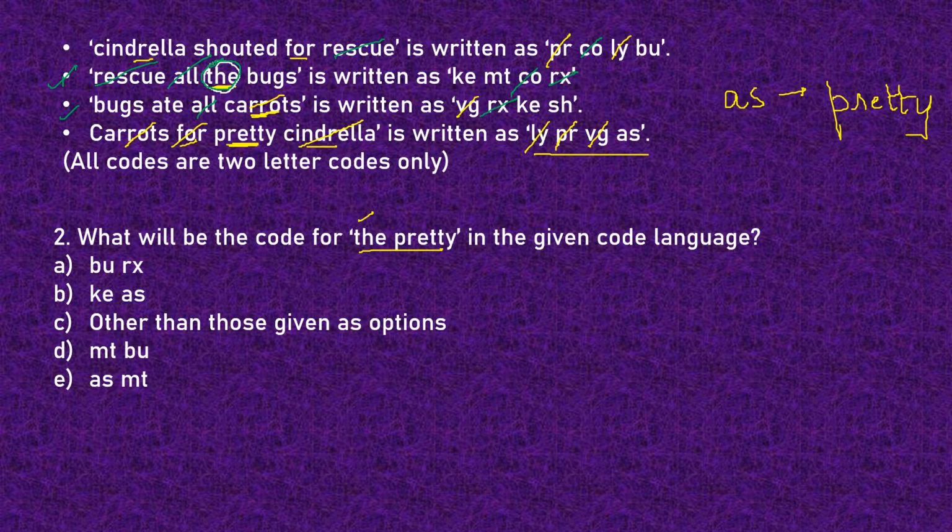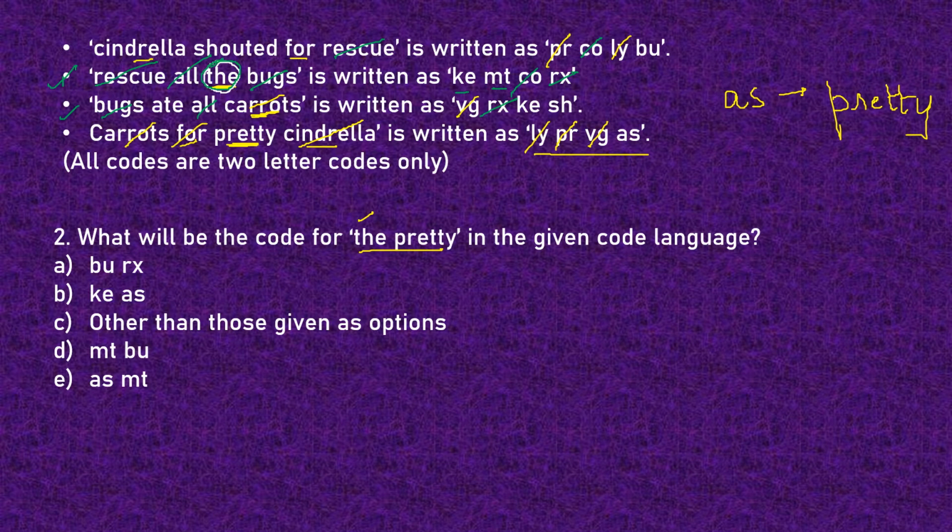So we are left with two codes here, that is KE and MT. One of these stands for "the" and one of these stands for "bugs". Now, bugs I can see is present here in the third statement. So bugs again cancels out here.